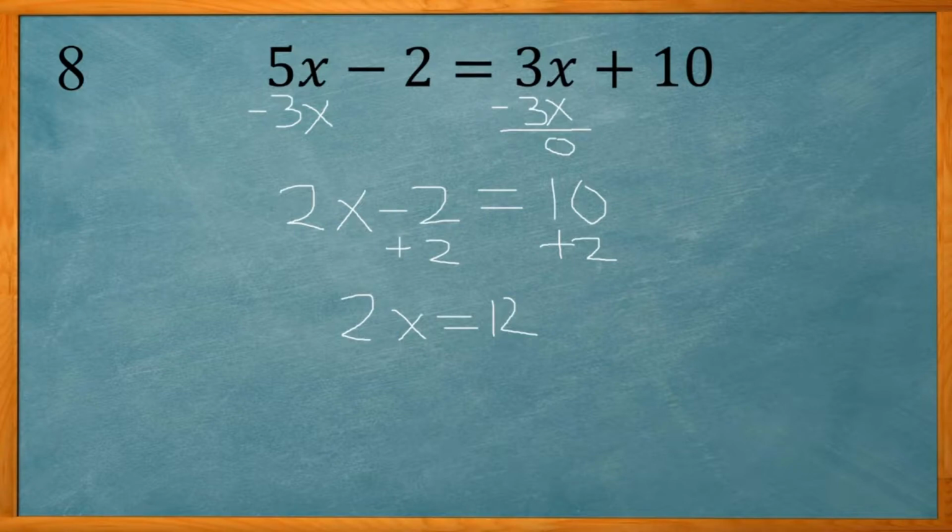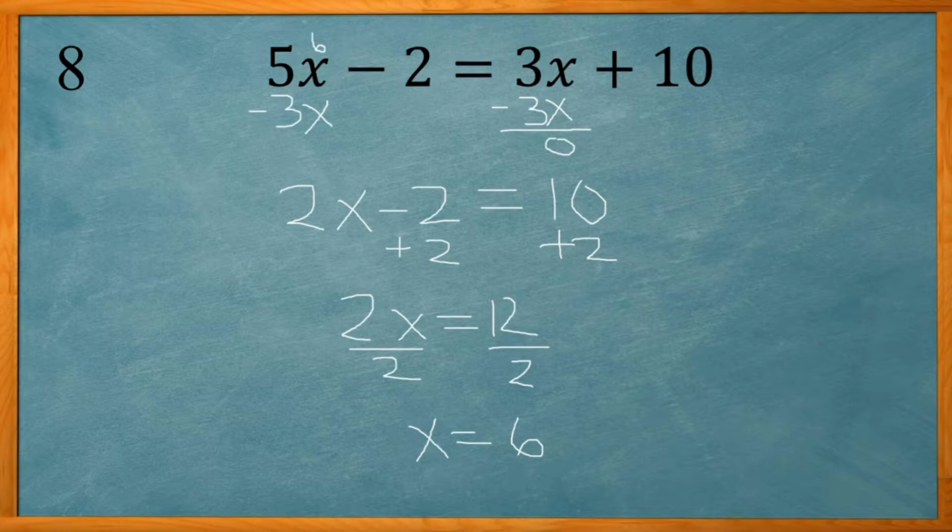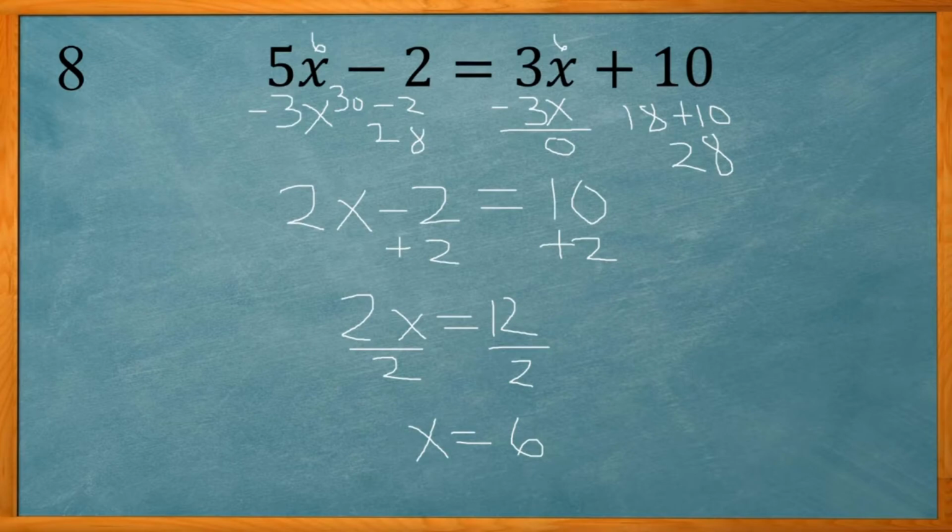And the opposite of 2 times x, you divide by 2. So x equals 6. Again, I can double check. 5 times 6 is 30, and minus 2 is 28. 3 times 6 is 18, plus 10 comes out to 28. So both sides equal 28, so I know my answer of x equals 6 is correct.